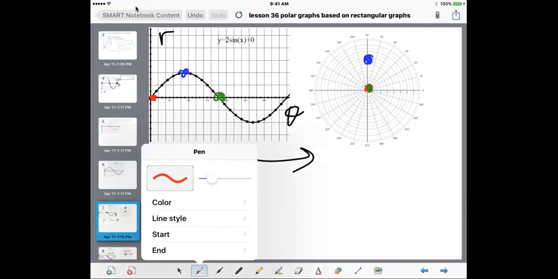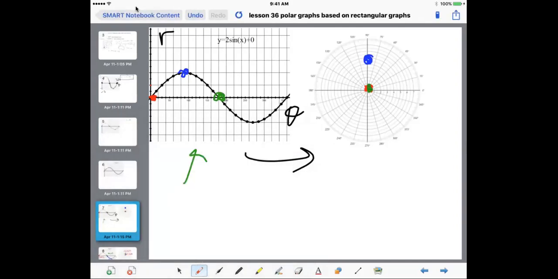Now, if I make all the points from here to there, from 0 to 90, remember how a straight line, remember how r equals theta became like a spiral? That's kind of what's happening here. The r value is getting bigger and bigger as theta gets bigger and bigger. And that's why that starts to happen.